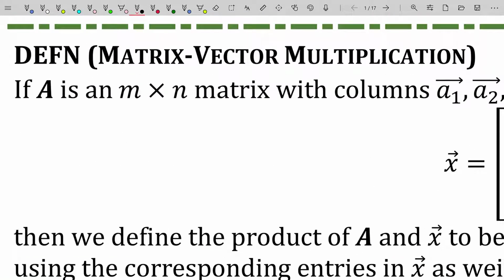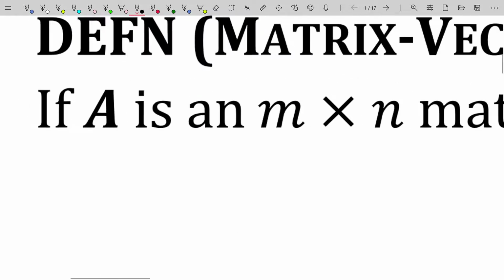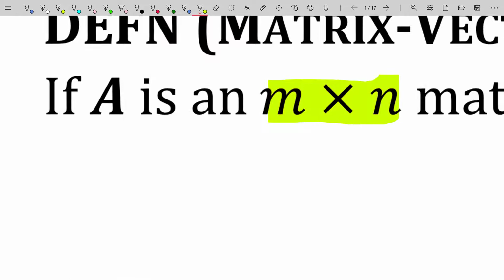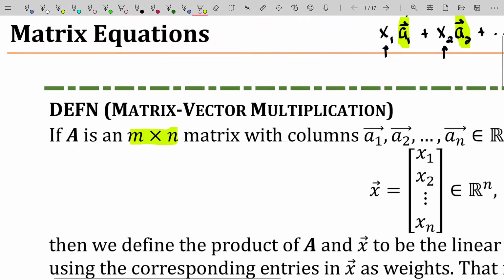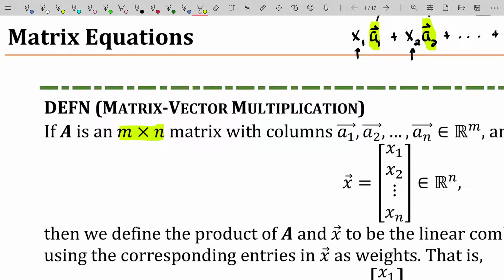This is just how it was decided a matrix times a vector should be. If the matrix A is m by n, and that's going to be very important, remember m rows, n columns, and if the columns of that matrix are, as I said before, a sub 1, a sub 2, all the way through a sub n, those are all column vectors in the space Rm. Now that is very important. Why is that statement important?